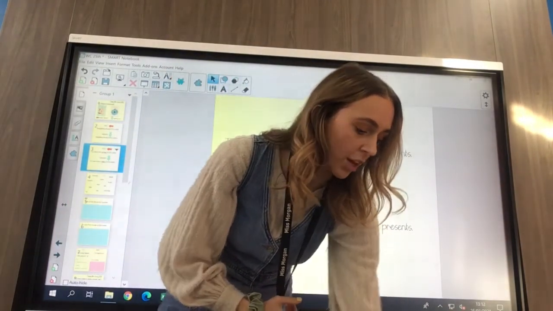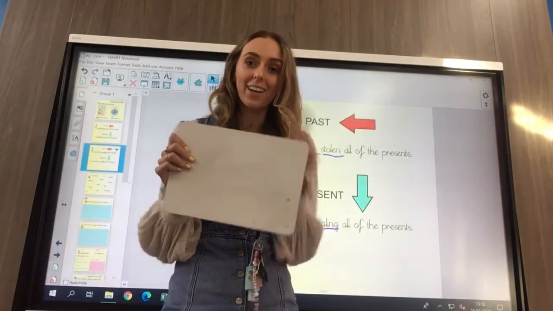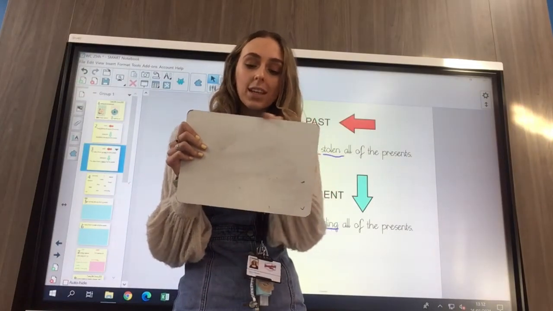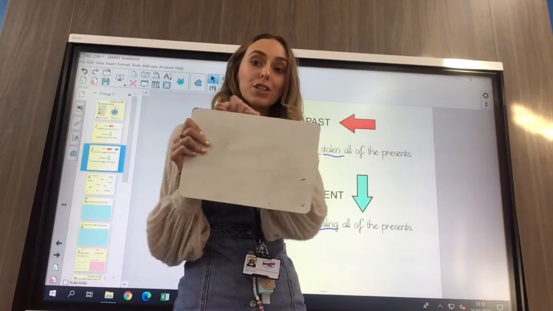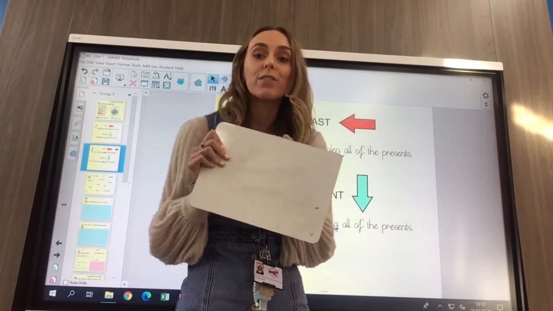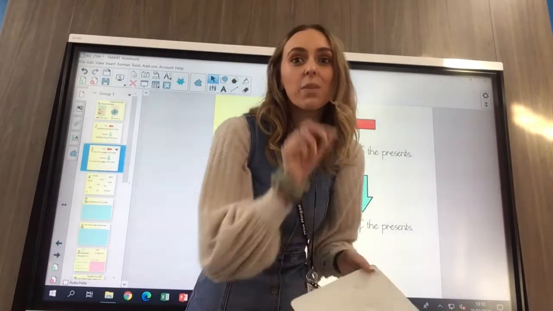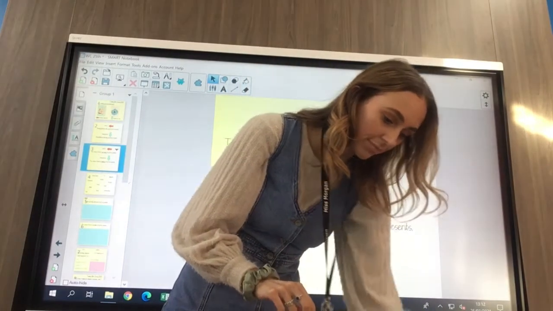So I know a couple of you have whiteboards at home. So you could use the side of the whiteboard as a ruler, or you can ask whoever's looking after you at home for something straight to use.